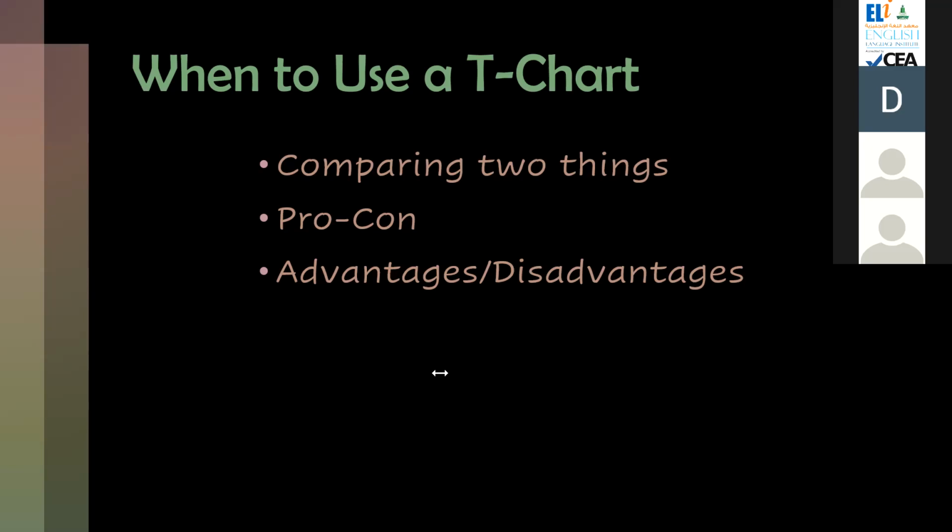Categories of like pollution, I could do that. I could put air pollution and then list the types of what causes that. Water pollution and list causes of that. So T-charts are also very flexible.